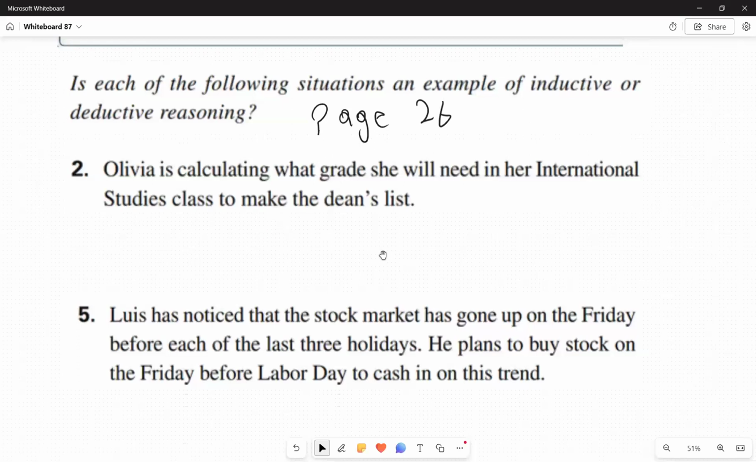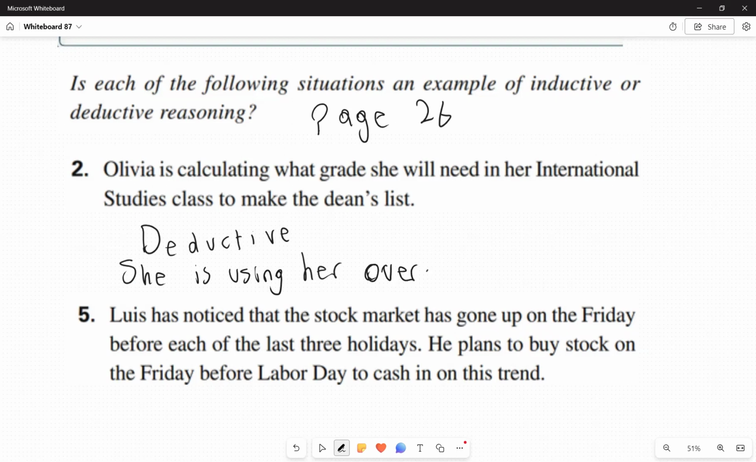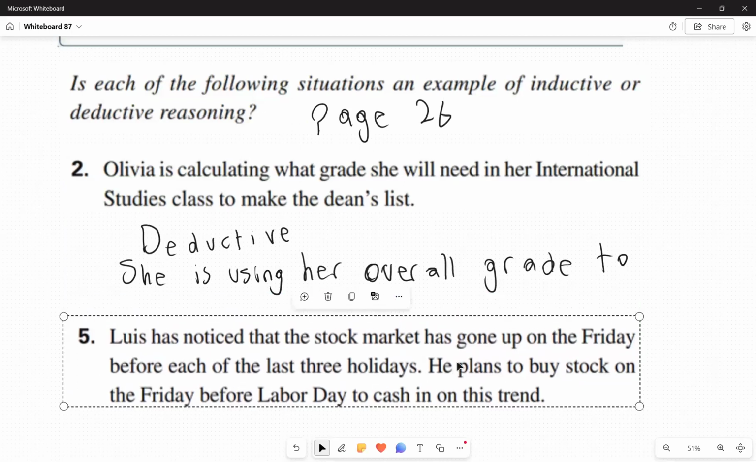First situation, Olivia is calculating what grade she will need in her international studies class to make the dean's list. And this is deductive reasoning. It is deductive because she's using her overall grade to calculate her grade in one class.